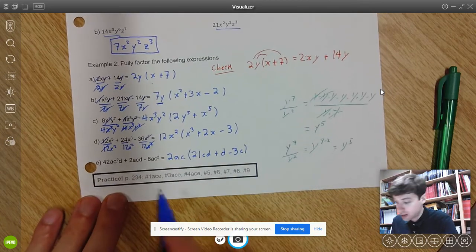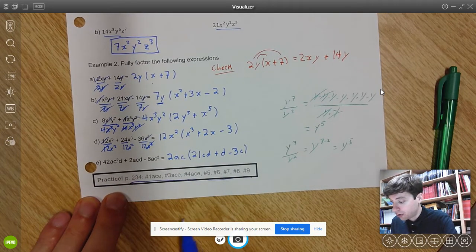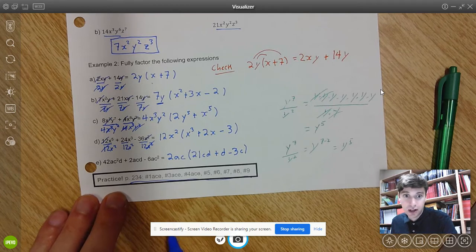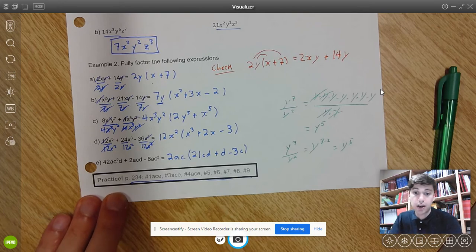Again, there's factor problems in the textbook. Give those a try. Email me with any questions, log into Study Hall, and then there'll be a Brightspace check-in. It's all multiple choice, should only take you around 20 to 30 minutes, and you're going to practice multiplying binomials and also greatest common factoring.